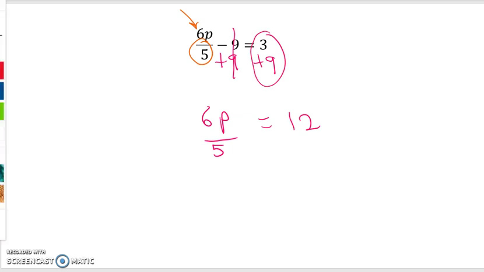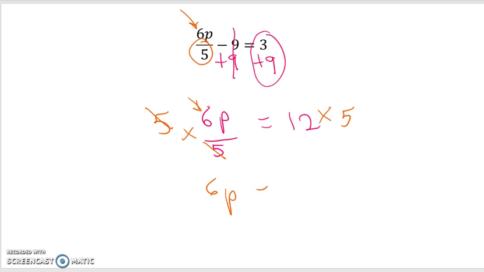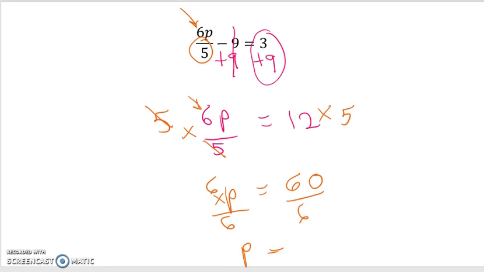Then next I will reverse the divide by 5. This will go last. So next I'll reverse the divide by 5 by timesing both sides by 5. Notice how I wrote it in the numerator so that the 5 in the numerator will cancel with the 5 in the denominator, giving me 6p. And on the other side, 12 times 5 is 60. Then I'll reverse the times by 6 by dividing by 6. And that gives me that p equals 10.